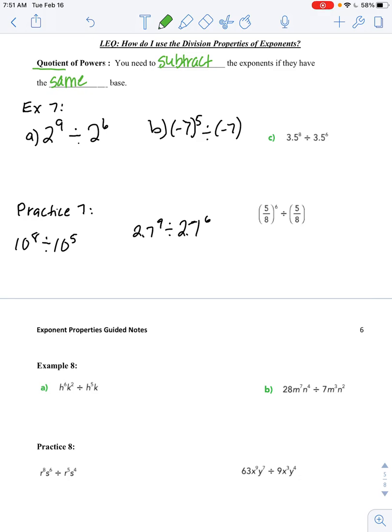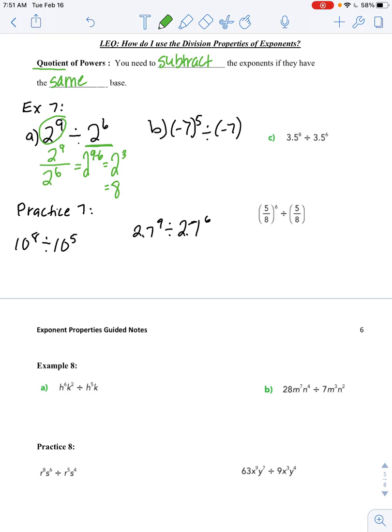So your first base and exponent is going to go on top. Draw your fraction bar to show division, and then the one that comes second is going to go on the bottom. Okay, so we have 2 to the 9th divided by 2 to the 6th. So the rule is subtract your exponents, so 9 minus 6, and we get 2 to the 3rd. Okay, if you wanted to simplify 2 to the 3rd, you could. It would just be 8.